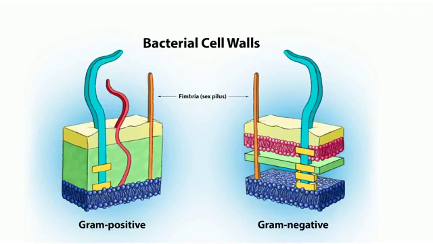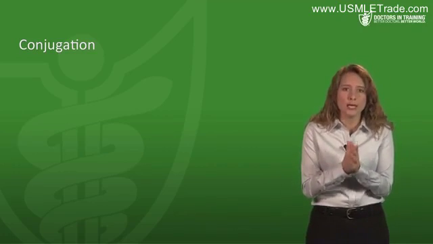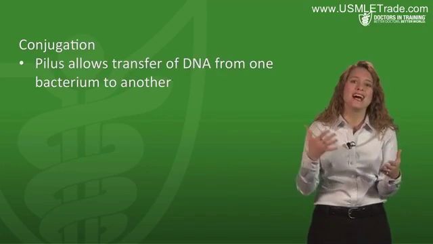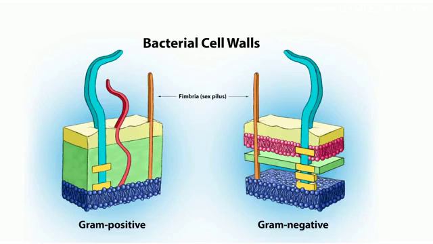Now, similar to fimbriae are pili, or pilus in its singular form. The pilus forms an attachment between two bacteria during conjugation. And what is conjugation? Remember it like this. Conjugation describes a bacterial conjugal visit. A pilus allows transfer of DNA from one bacterium to another. These pili used during conjugation are sometimes called the sex pili or F pili.